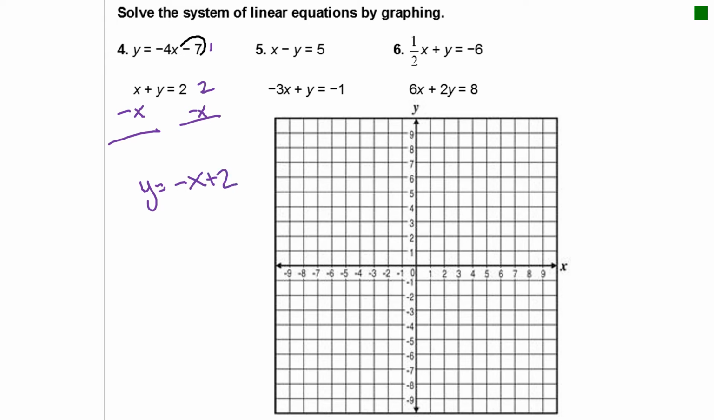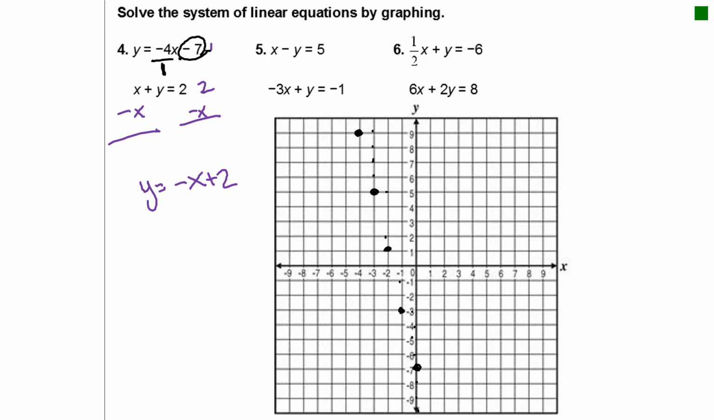Our intercept for the first equation is -7. Our slope is down 4 over 1. 1, 2, 3. Oh, it goes off the graph, so we're going to go backwards. Up 4, left 1. 1, 2, 3, 4, 1. Let me double check that one. Yep. And now we have enough information for that one.